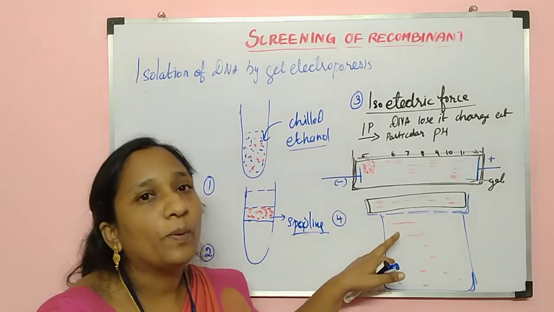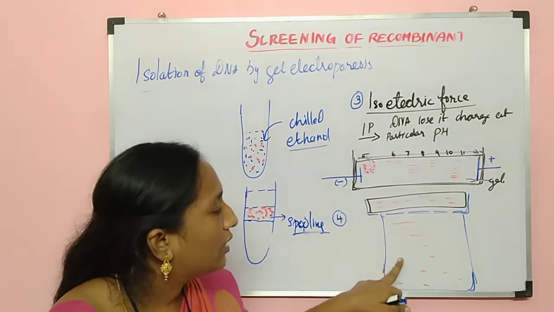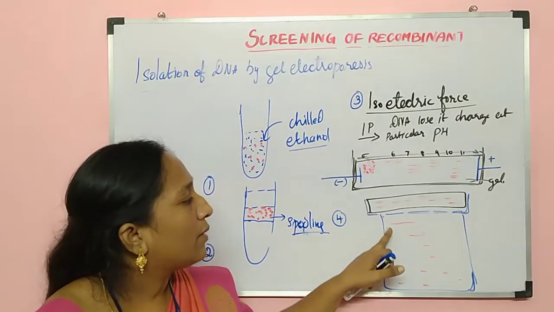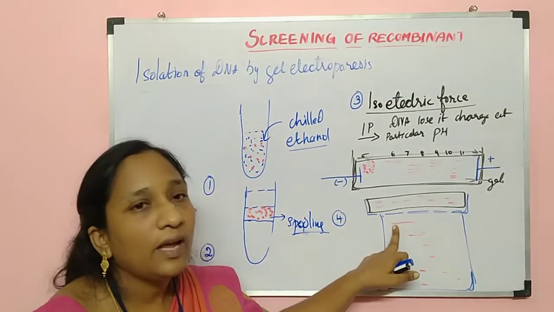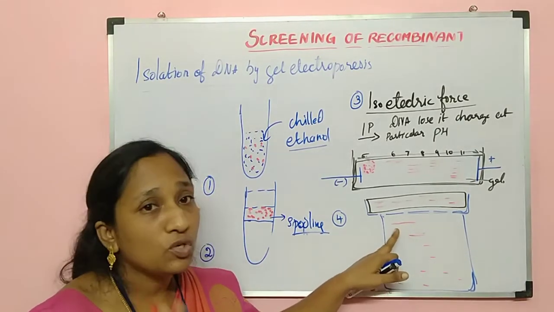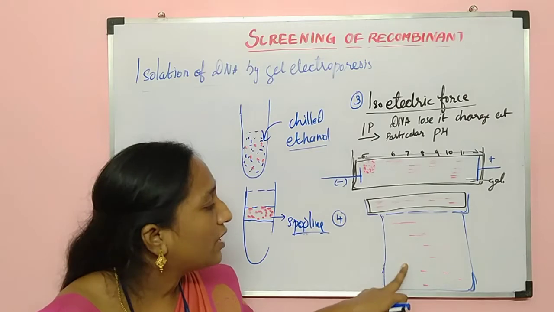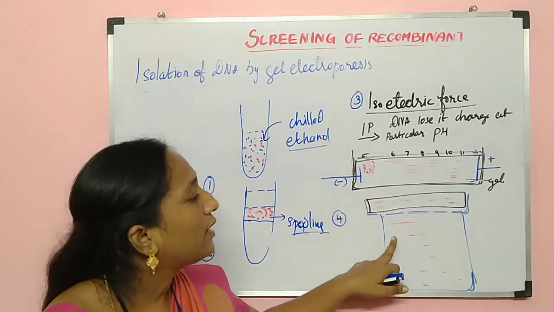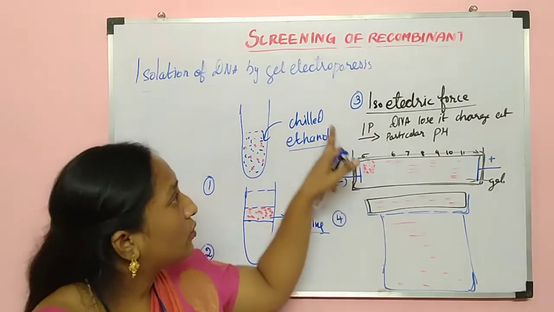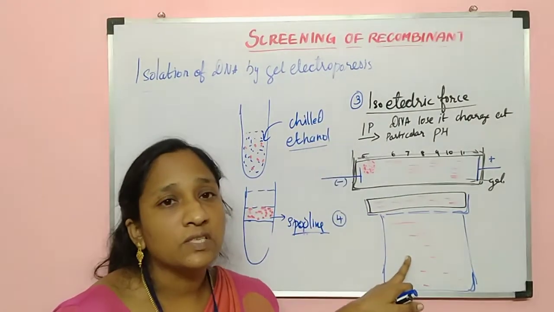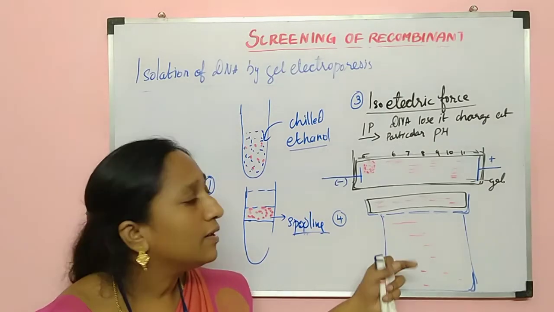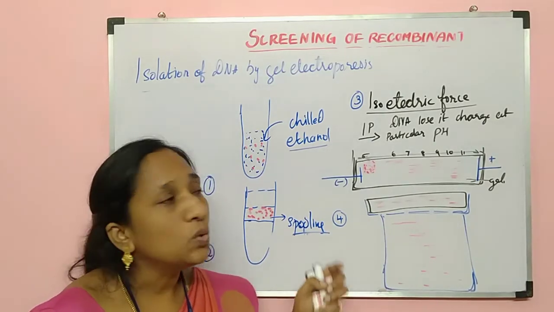So by scooping, like that, if this is a gel, you can scoop with any material, and you can scoop the DNA along with the gel. For that we should know where the DNA is located. Here we are using the red color marker, so it is visible, but actually while doing this electrophoresis technique, it is not visible.